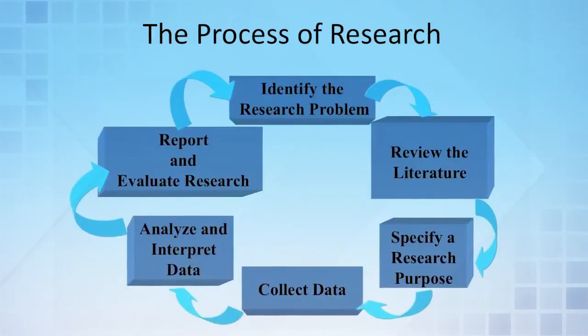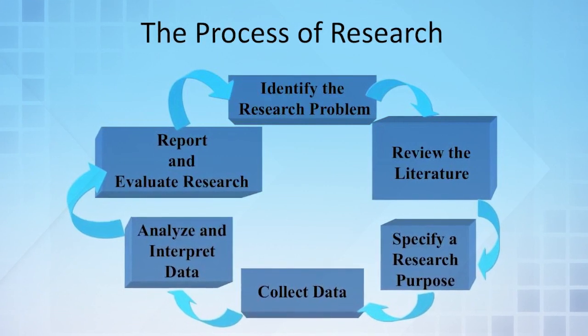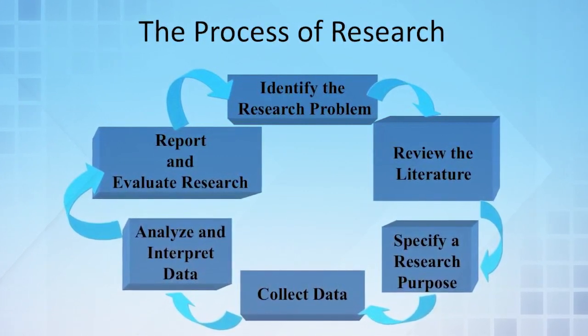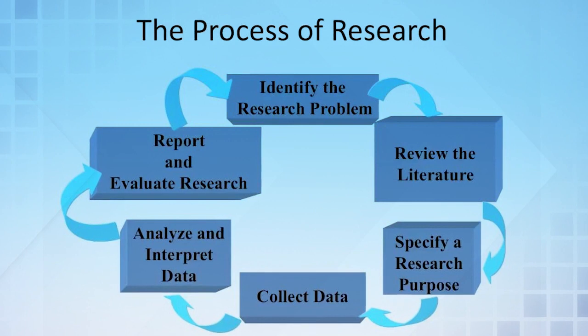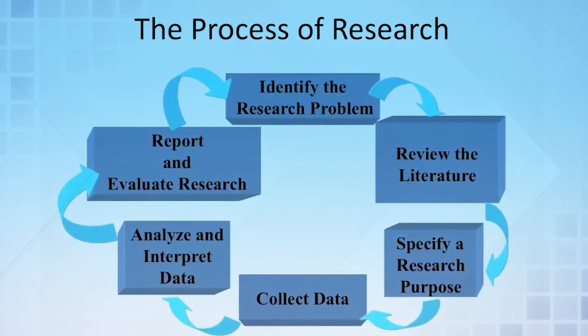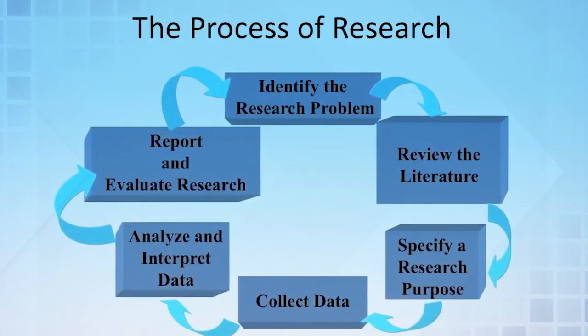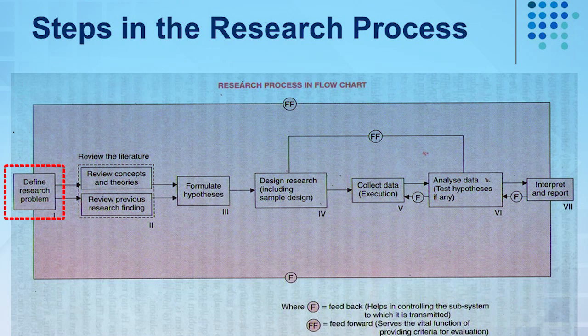Let us try to understand the process of research and steps of research. Friends, this research process is something very simple, not at all complex. I would like to explain it in very simple words so that you can understand exactly how this research process works or how research happens. The first thing that happens in research is defining the research problem. First step in the process of research is defining the research problem.